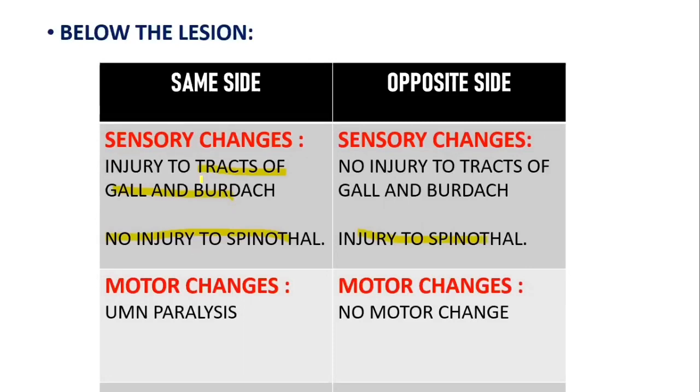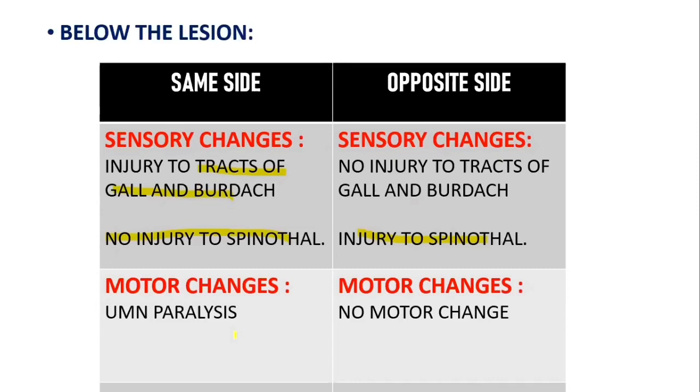This is again a very important point. If there is a lesion on the right side of the spinal cord, my right side dorsal column pathway is lost, but the spinothalamic tract is not affected. But on the opposite side, it is the other way around. So remember one side, and you can write the other side. Motor changes at the level of lesion, we have LMN paralysis.